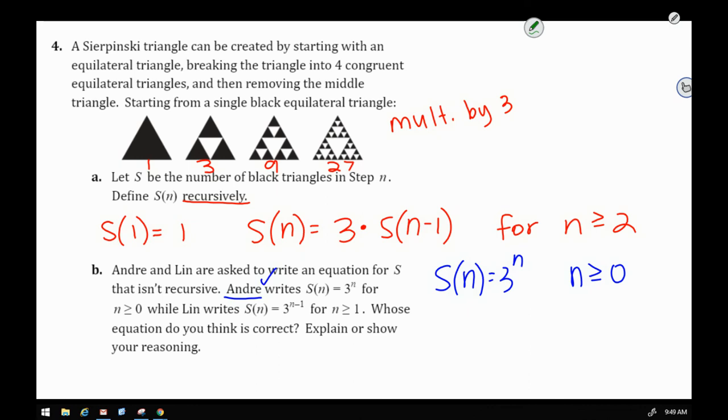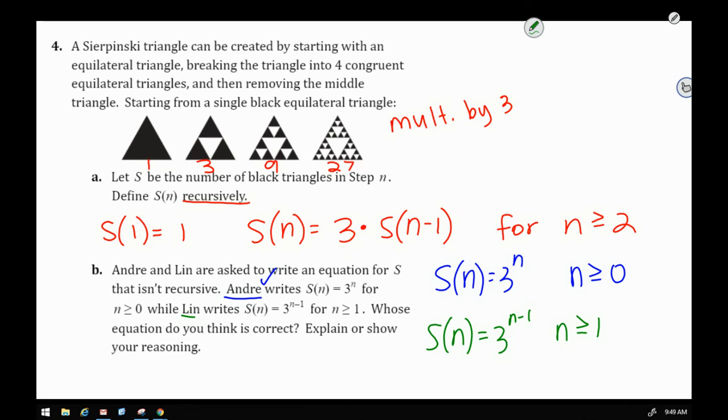But a lot of you said that Lynn was correct. Don't be erasing stuff yet, people. Lynn wrote that S of n equals 3 to the n minus 1 when n is greater than or equal to 1. So this is saying we have step 1, and for step 1, it should be 1. What's 1 minus 1? 0. What's anything to the 0 power? 1, so does it work for step 1?